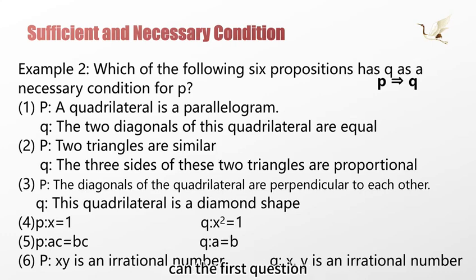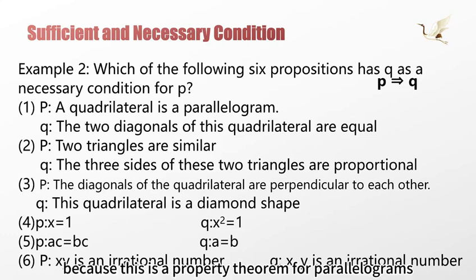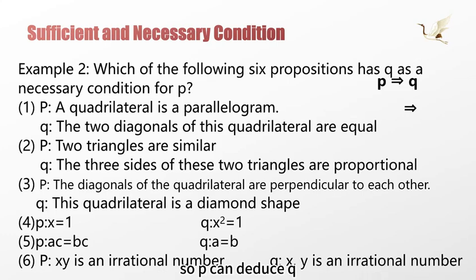Can the first one, a quadrilateral is a parallelogram, lead to the two diagonals of this quadrilateral being equal? Obviously, it is possible because this is a property theorem for parallelograms. So P can deduce Q. We say Q is a necessary condition for P.